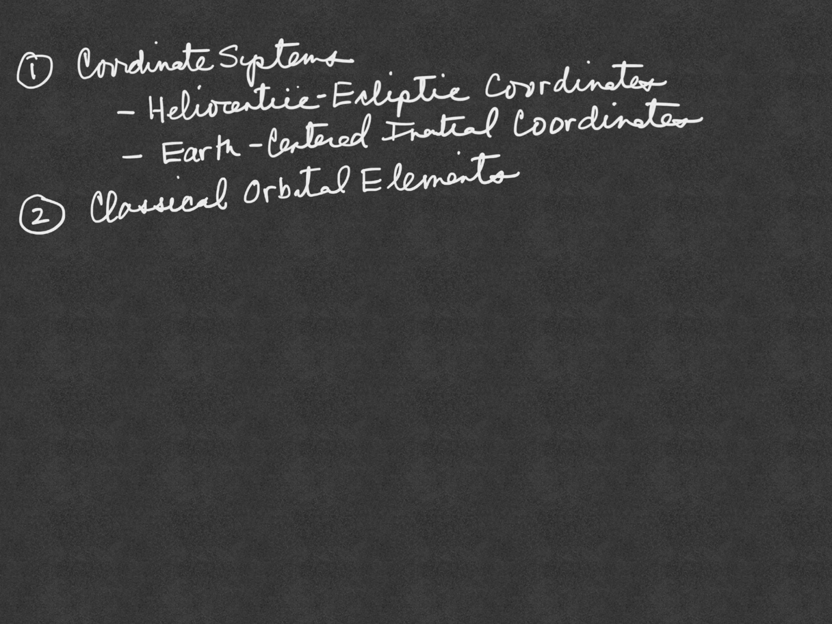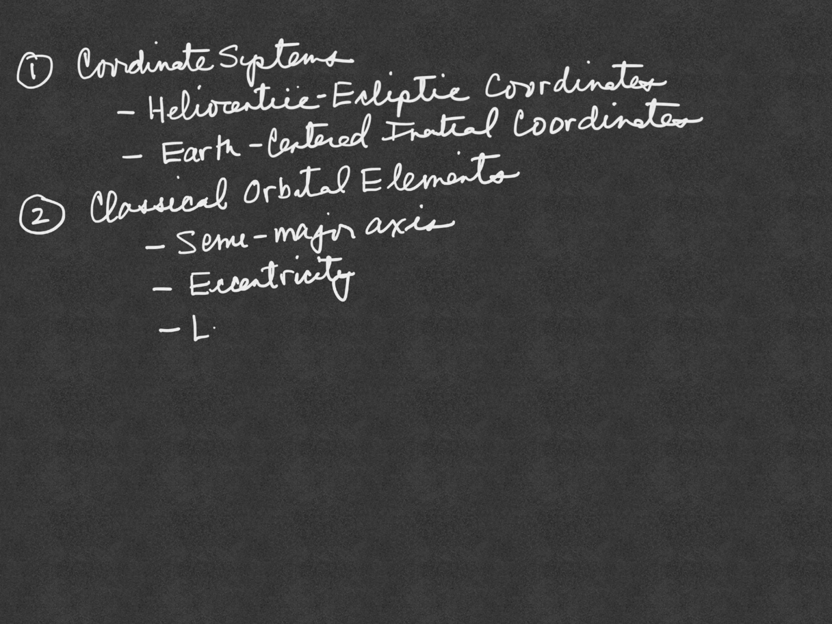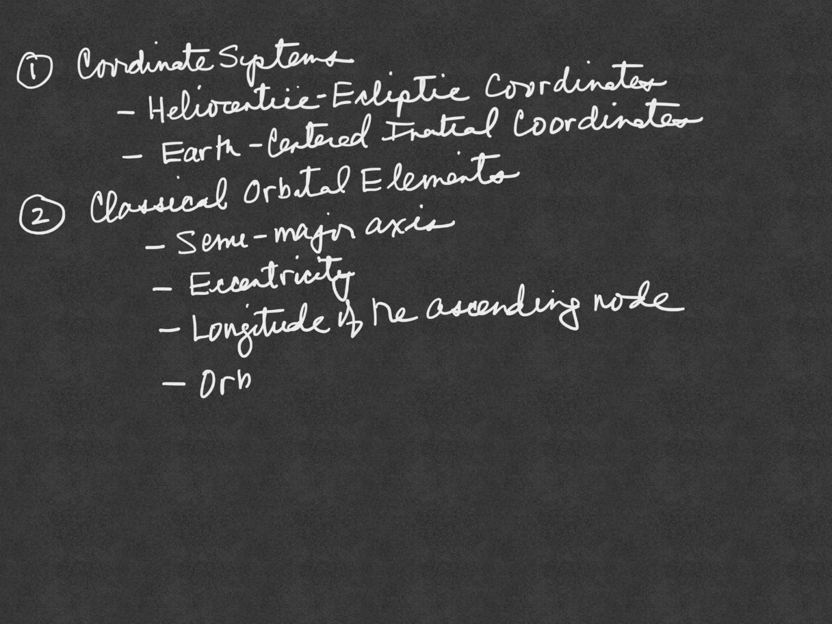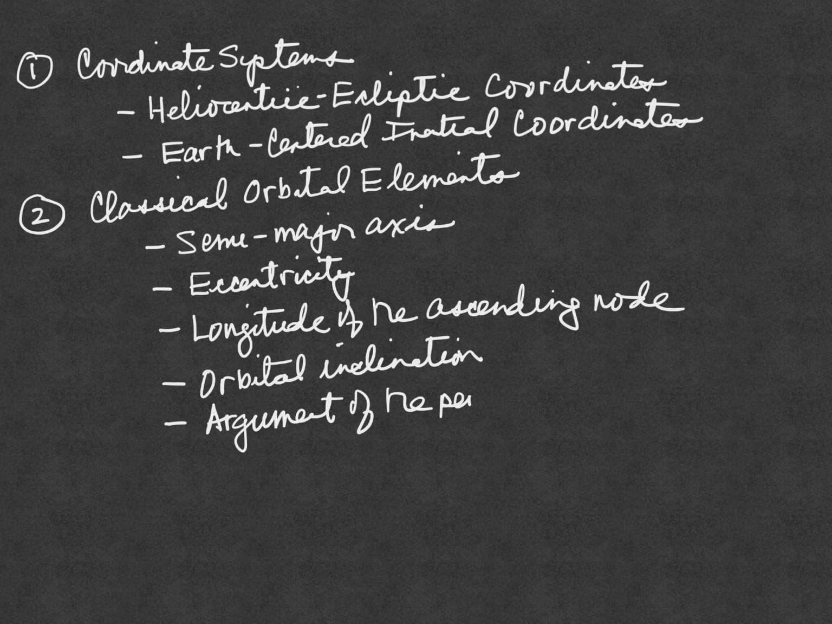So in particular, we're going to describe the following quantities, which are the semi-major axis, the eccentricity, the longitude of the ascending node, the orbital inclination, the argument of the periapsis, and finally, the true anomaly.